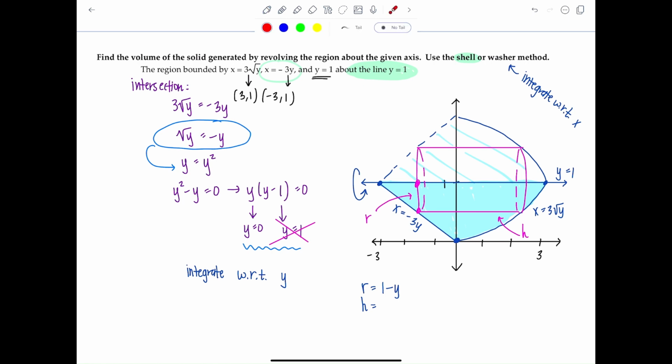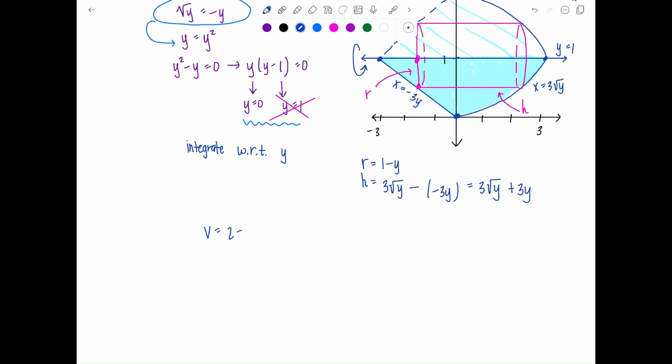Height. Here's the height, right minus left. 3 rad y minus negative 3y. So 3 rad y plus 3y. Good? Limits are for y that bound the original region before we spun. So go from 0 to 1. That's it, just 0 to 1. Okay, volume equals 2 pi integral 0 to 1 radius times height.